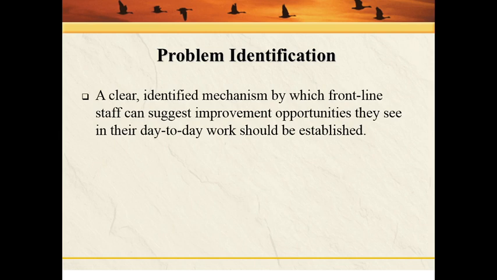Especially problem identification is very important when it comes to these quality management activities. A clear identified mechanism by which frontline staff can suggest improvements, opportunities they see in their day-to-day work, should be established. This can be different from hospital to hospital. There are hospitals which have a reporting system called the incident reporting system. I think most of the private sector hospitals do practice this, and that's called a no blame culture.